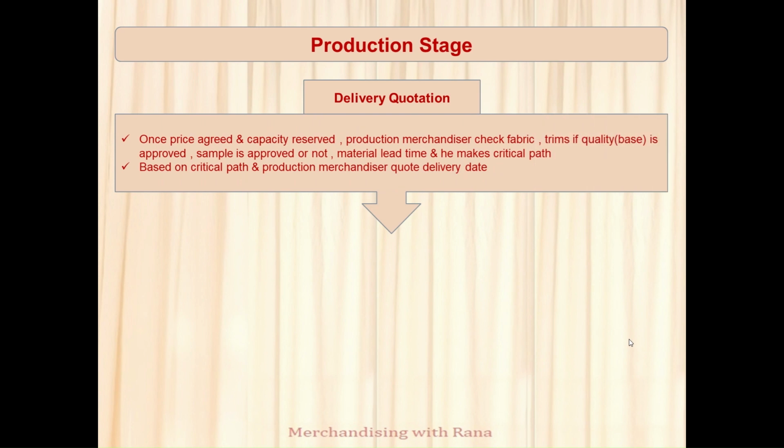The production merchandiser will check whether the fabric and trims quality or base is approved or not, whether the sample is approved or not, and also the material lead time. After accumulating all this information, he will make one critical path. Based on that critical path, the production merchandiser quotes the delivery date to the buyer. Negotiation for delivery date. Again, negotiation.